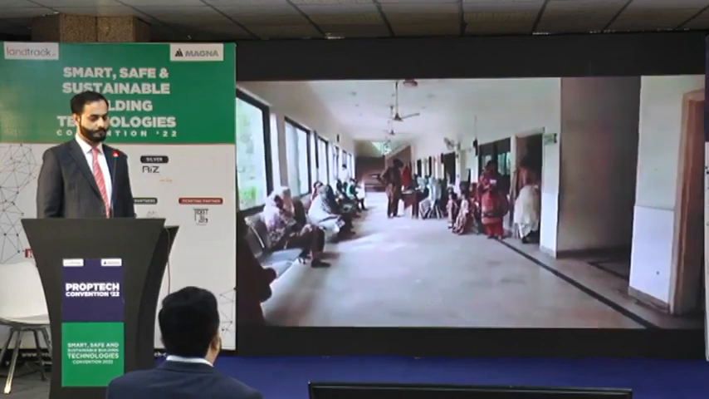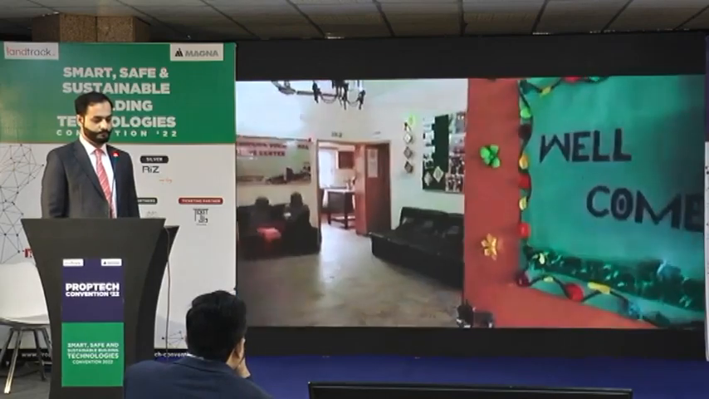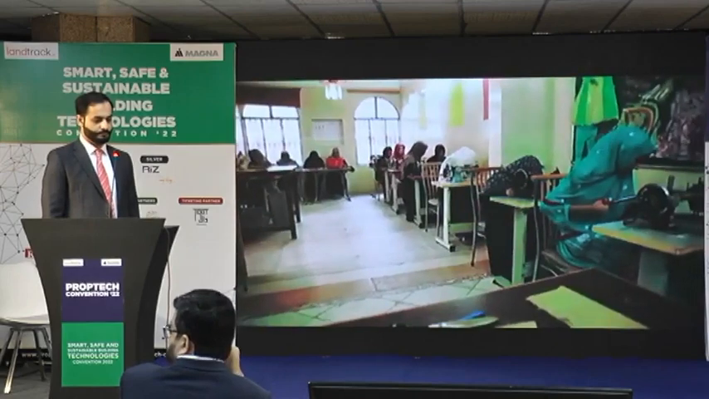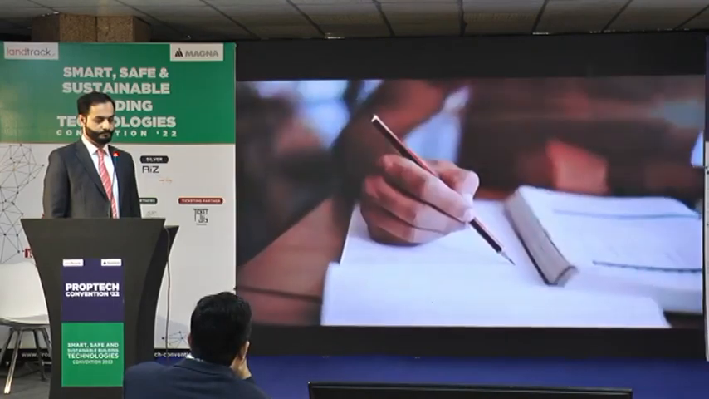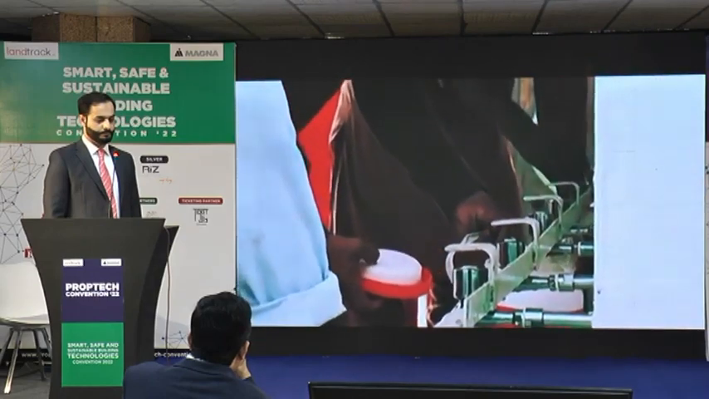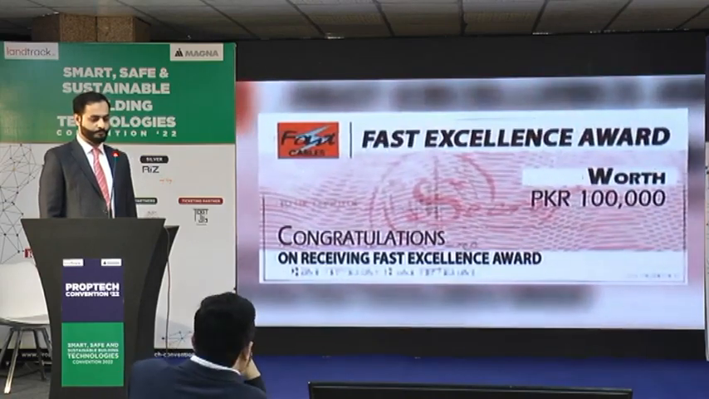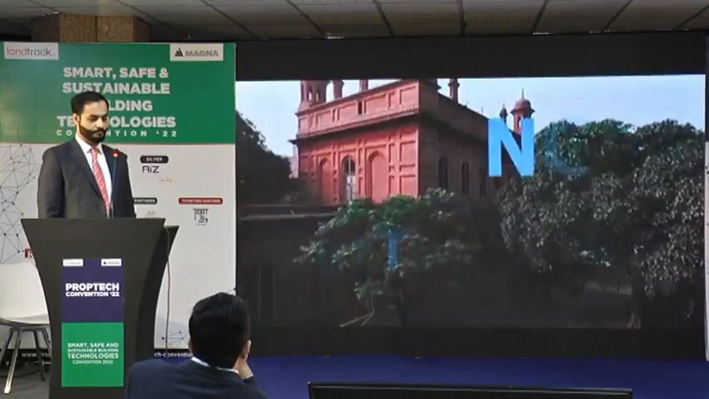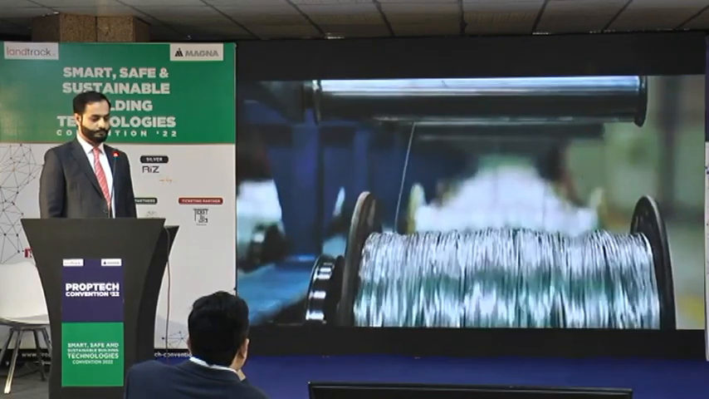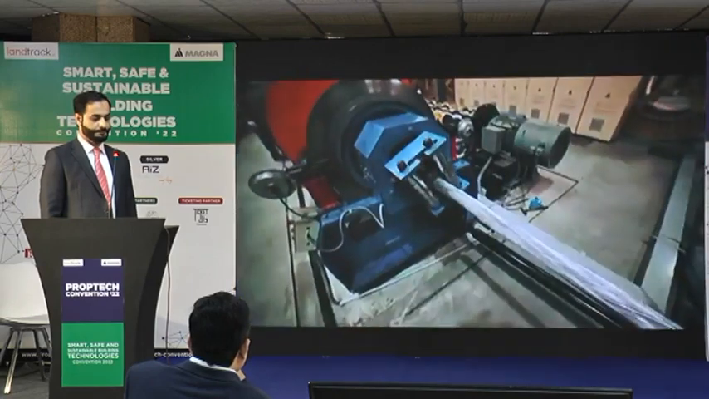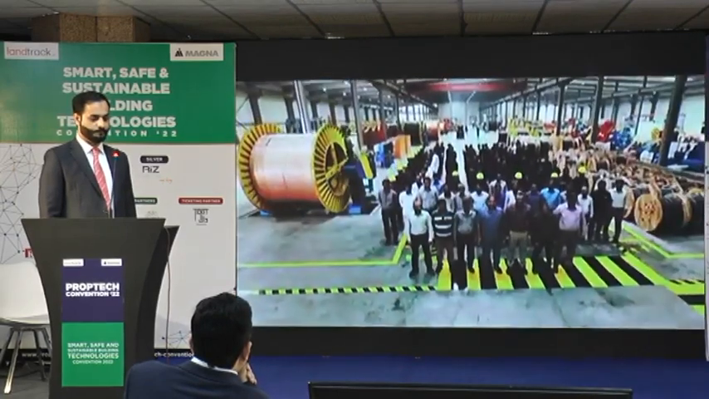To serve our local communities beyond our factory premises, we have set up the Alfalah Medical Center and the Nawapura Vocational Training Center for Women. In addition, we provide scholarships for secondary and college education, operate water filtration plants, and collaborate with leading charitable institutions in the country. FAST Excellence Awards have also been set up at leading universities such as NUMS, UET, NCA, and NED to promote excellence in the field of engineering in Pakistan. FAST Cables is committed to building a prosperous Pakistan through provision of best quality products and personalized customer service. We invite you to experience FAST Cables service firsthand.